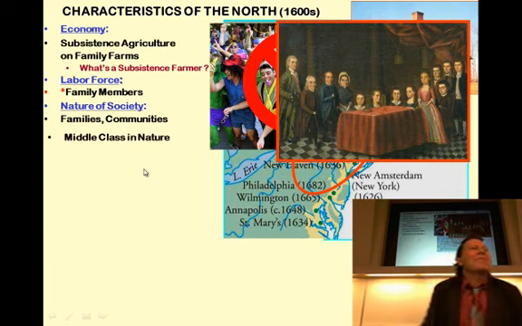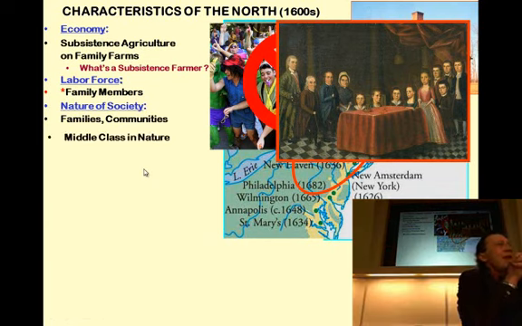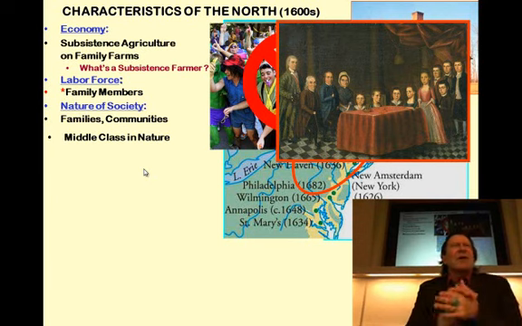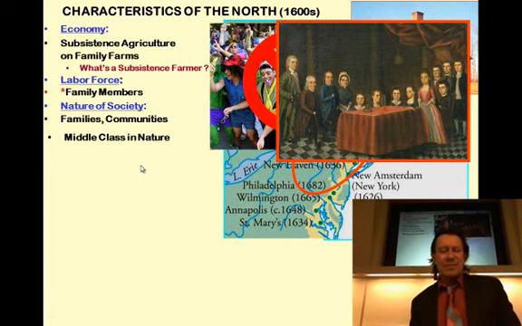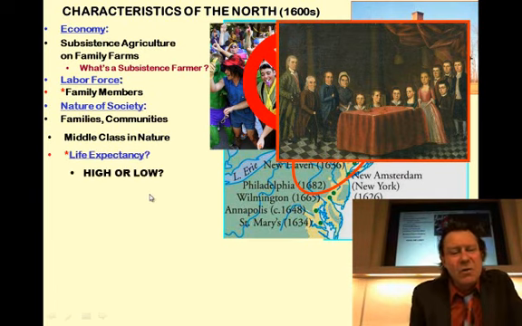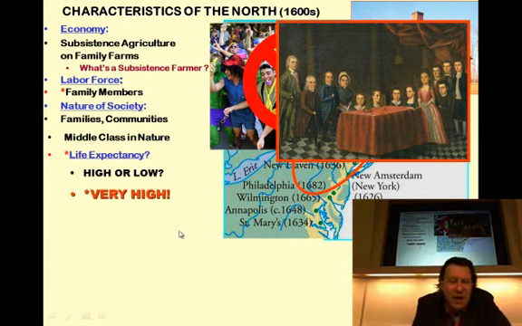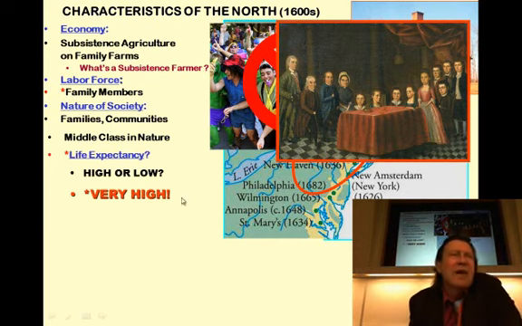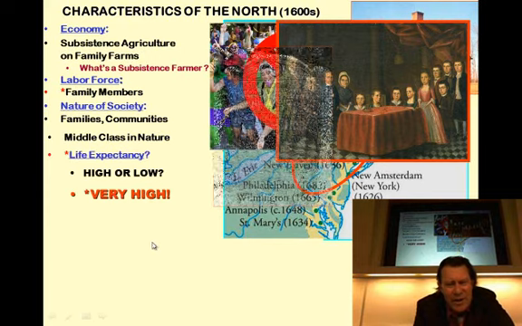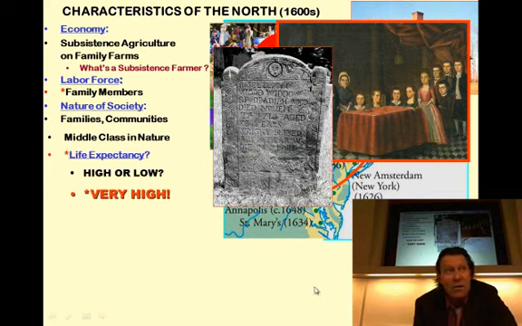And they're overwhelmingly, they have land. They came with money. They parceled out land. The norm is for every household to be situated on some land that they own. Life expectancy, high or low? Well, I'm here to tell you their life expectancy was incredibly high. That is, they lived very, very long lives.